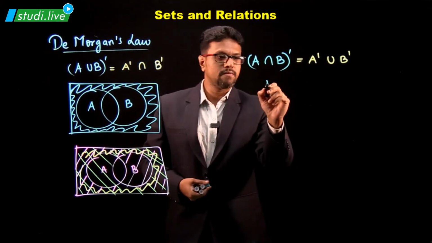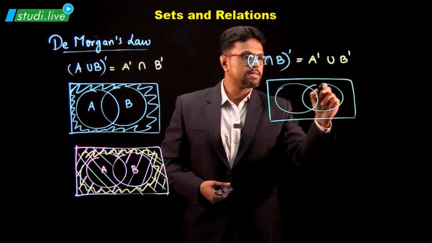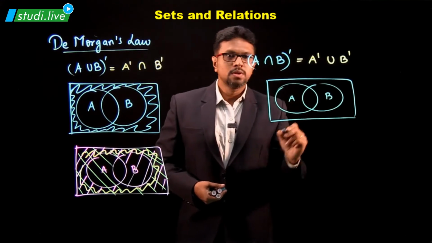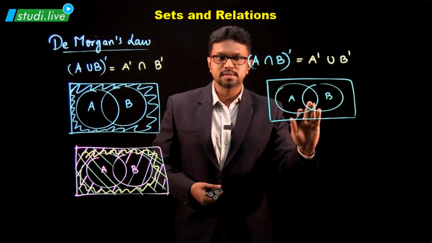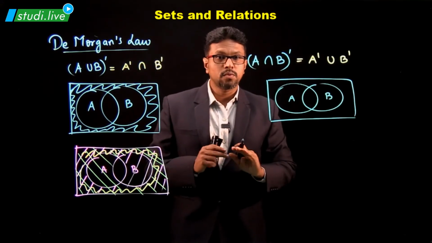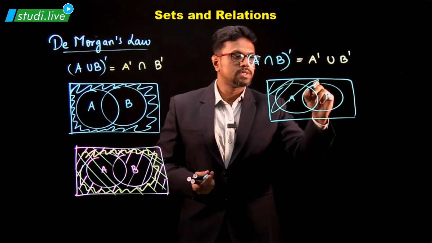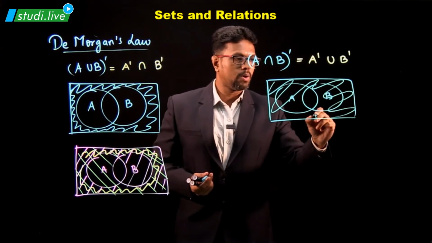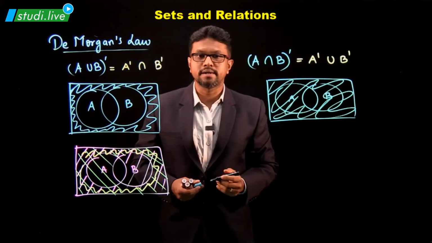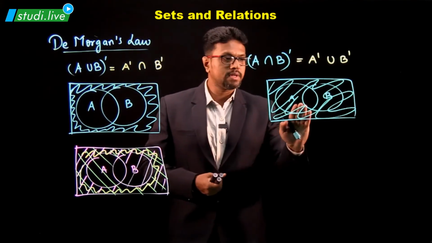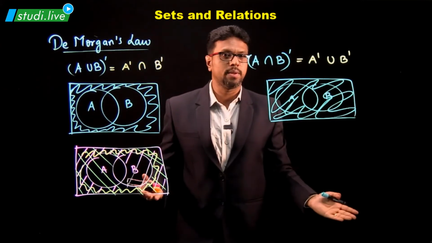So now let us see the Venn diagram related to this. So suppose this is set A, this is set B. So A intersection B is this region over here. This is A intersection B. Now we want the whole complement of it. So what should we shade? We should shade everything except for A intersection B. So this is the shaded region. Okay, we are shading everything except for A intersection B. A intersection B, the whole complement.